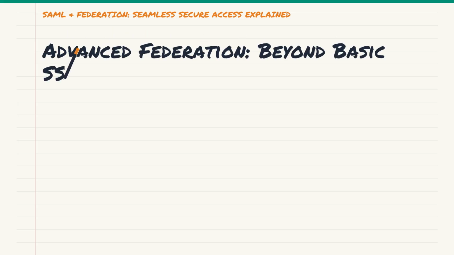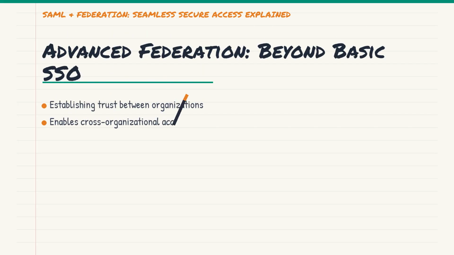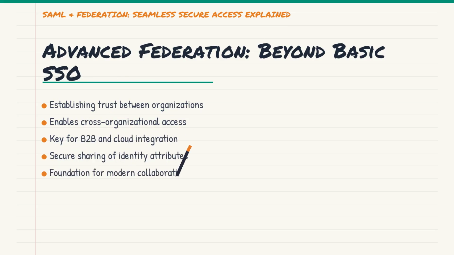Federation is the broader concept that SAML enables. It's about establishing trust relationships between separate organizations or systems so that identities can be asserted across them. Think of it as two companies agreeing to trust each other's ID cards. This is crucial for B2B collaboration, where your employees might need access to a partner's system or for integrating with various cloud services. It's not just about logging in, it's about securely sharing identity information and access rights in a controlled manner. This is where things like attribute sharing and complex consent management come into play.